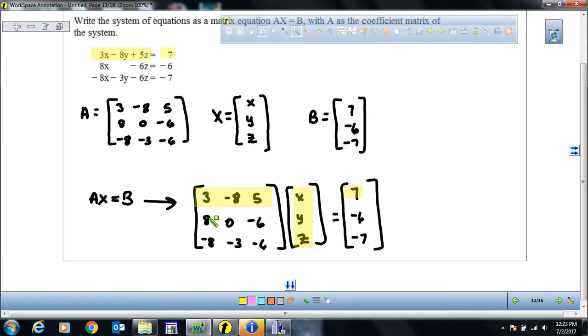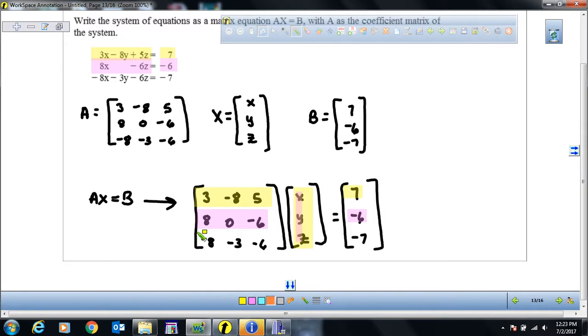Now if you continue, second row times the column, it's going to give you the second equation right here, second row first column, right? 8 times X is 8X, 0 times Y, no Y, and -6 times Z is -6Z, and that equals the middle one, which is -6.